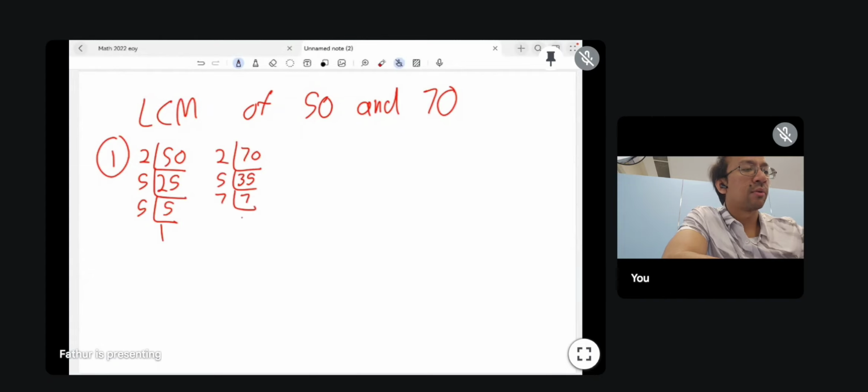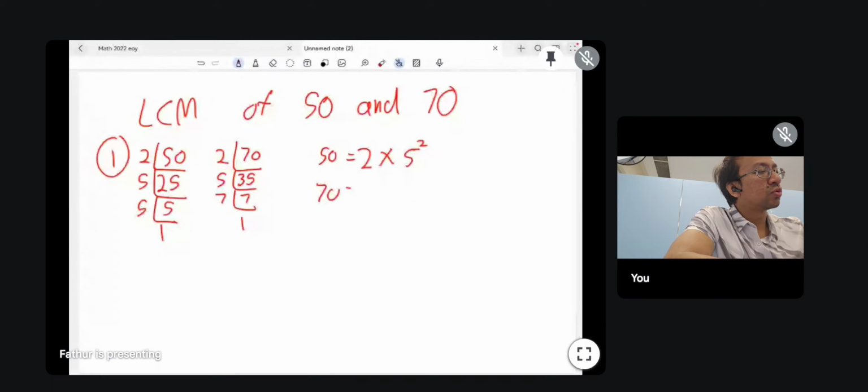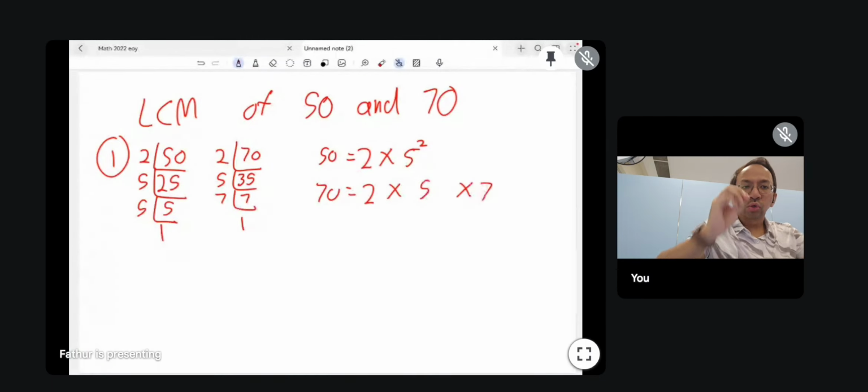You get 7, 7, you get 1. Okay. So now, 50 equals 2 times 5 to the power of 2. 70 equals 2 times 5 times 7. Okay. So 2 times 5 times 7. So now, how to find the lowest common multiple?